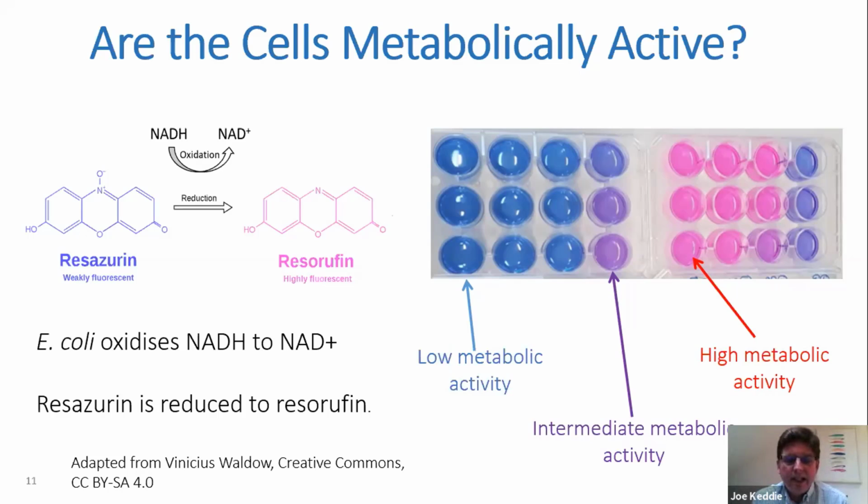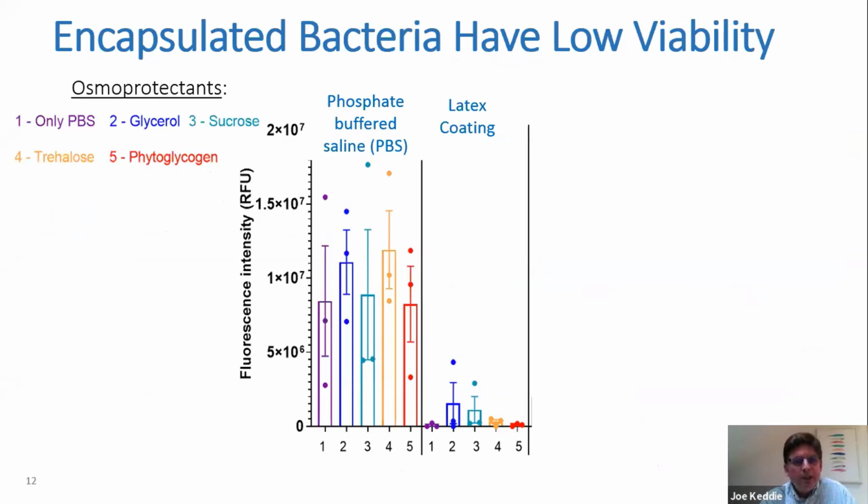So on the left, you see some of the wells are blue. That means there's very low or essentially zero metabolic activity. The cells aren't doing anything, they're essentially dormant. On the right, you can see some of the wells are a nice bright pink, which indicates high metabolic activity. But it's not just a yes, no, there can be various levels, and it looks purplish when there's just intermediate levels of metabolic activity. And so by measuring the fluorescence, we can start measuring that.